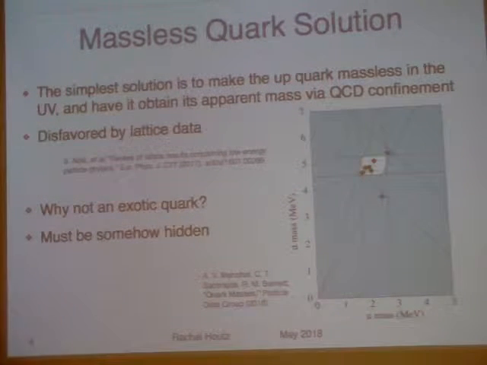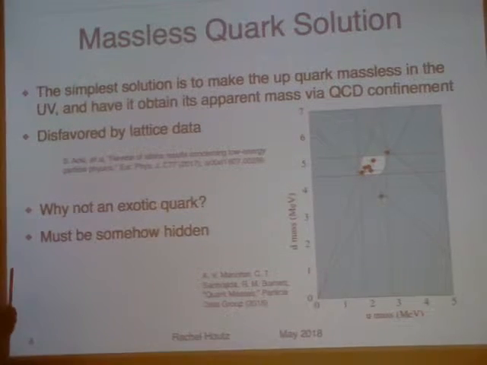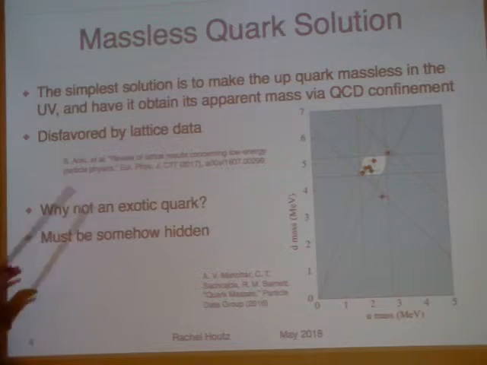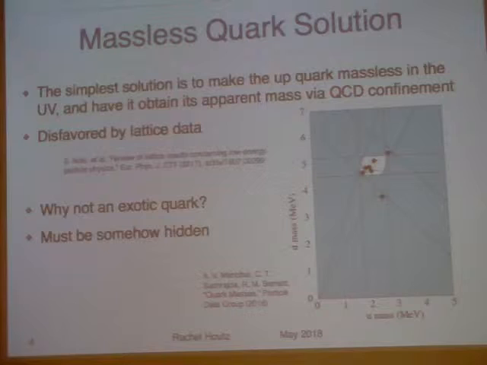The simplest version of the massless quark solution is that the lightest Standard Model quark, the up quark, would be massless. Then the bare mass of the up quark could be 0. Lattice groups have been doing calculations to try and calculate the bare mass of the up quark, and it seems like m_u equals 0 is highly disfavored by lattice data. Whether or not it's ruled out, and what the significance of this calculation is, seems a bit unclear in the literature, but it's definitely not favored that the up quark is massless.